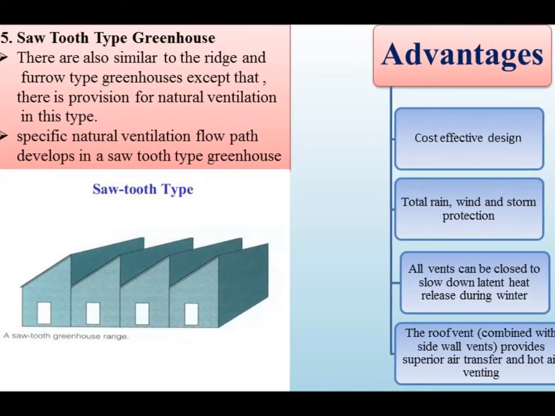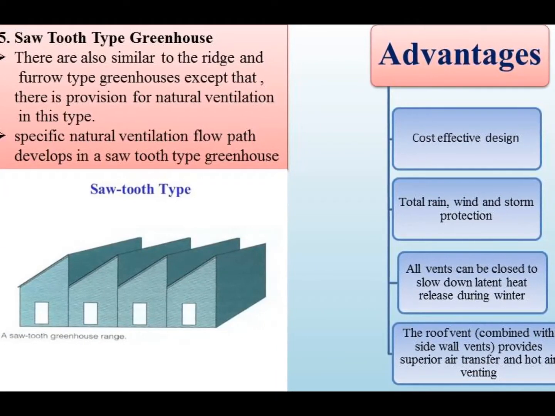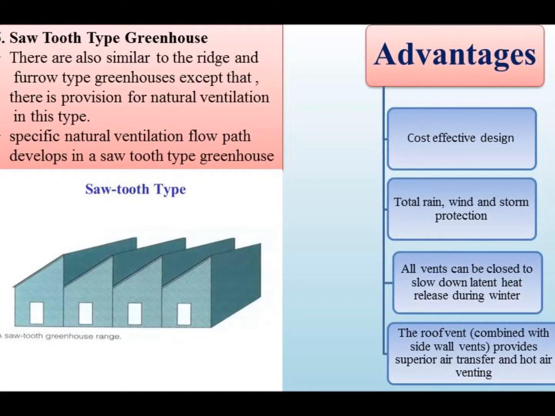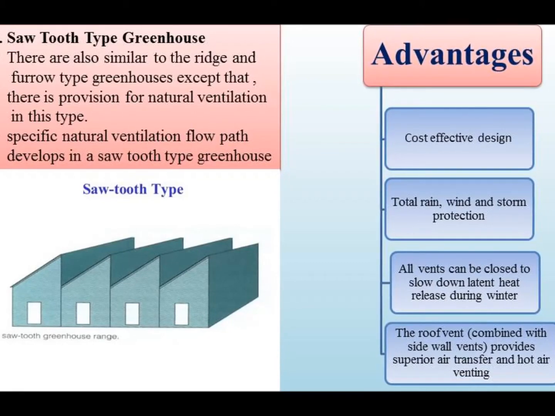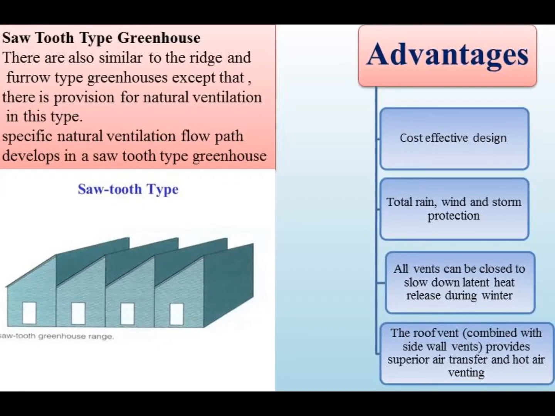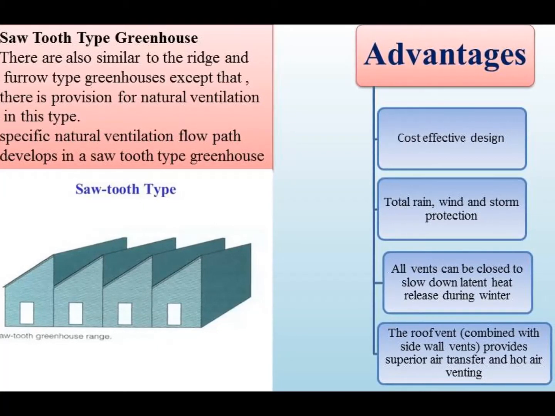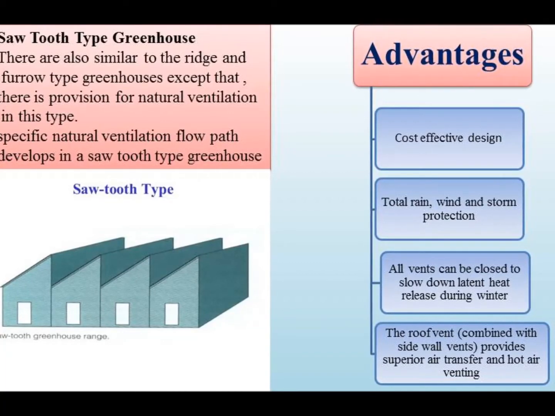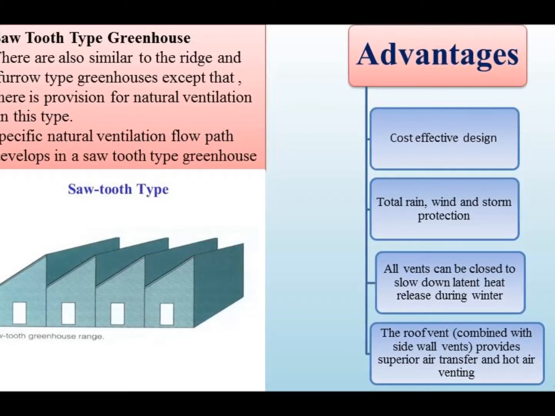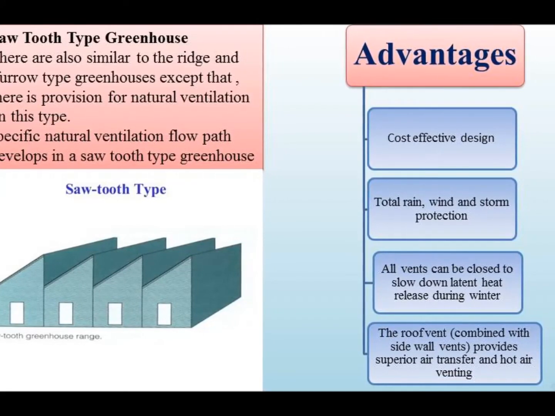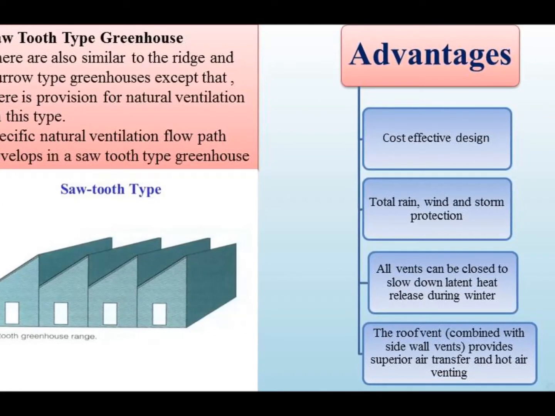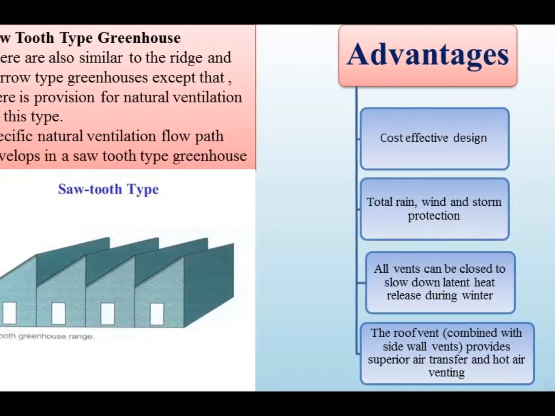Then the next type is the sawtooth type of greenhouse. Sawtooth type greenhouses are similar to ridges and furrow type greenhouses, except that there is a provision for natural ventilation in this type of greenhouse, so sawtooth type greenhouses are generally used in tropical and subtropical areas. In the design of such a greenhouse, roof ventilation is the single most important feature as compared to other types of greenhouses.